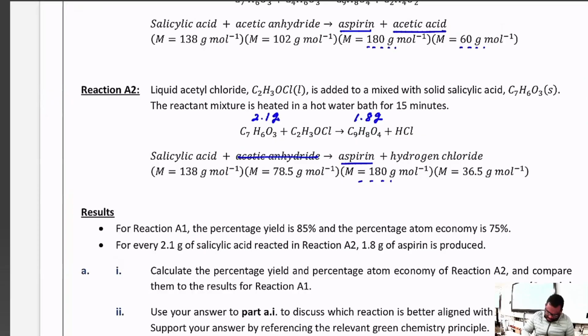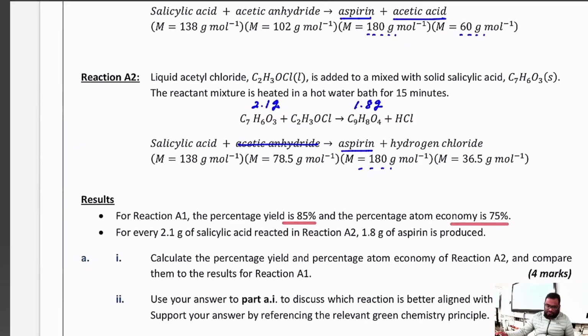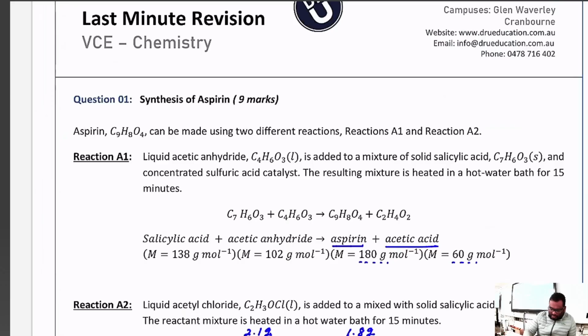The A1 percentage yield and atom economy are already here. So you need to find the atom economy and the percentage yield for reaction number 2. Yield means actual yield divided by theoretical yield, right?